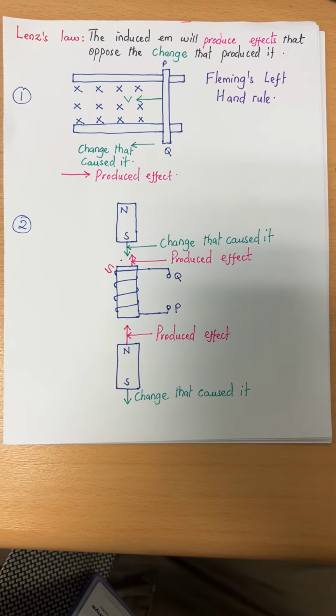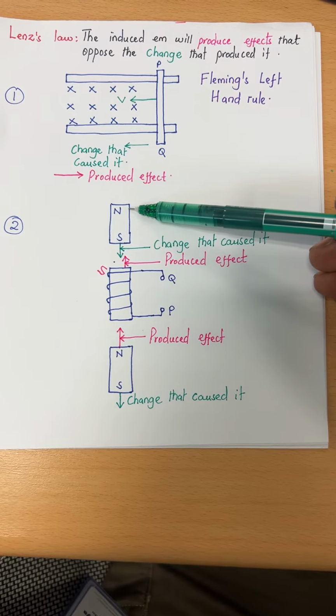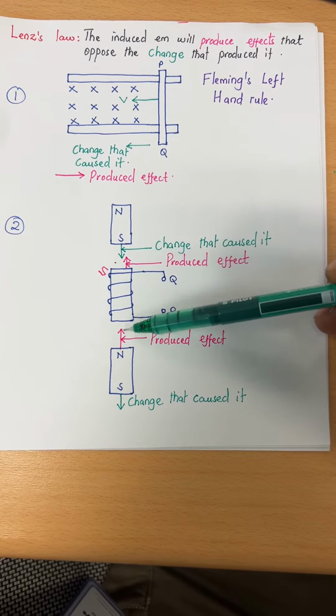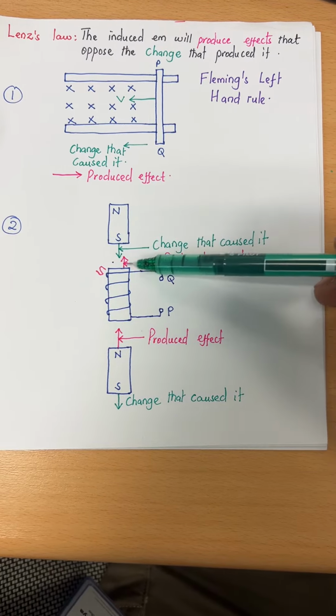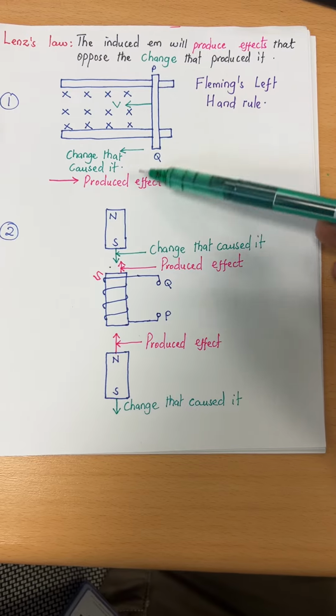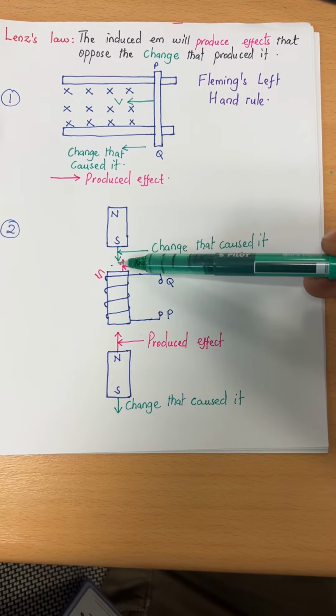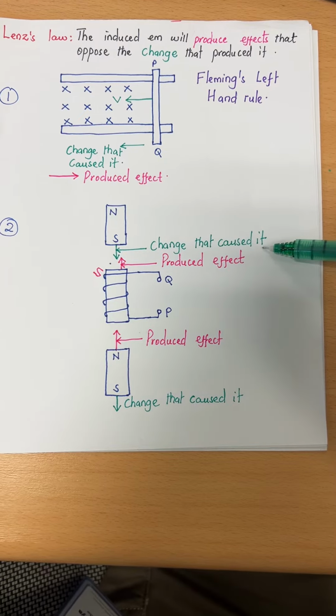Now let's look at a second example. In this example here, there is a magnet moving from the top into a coil and exiting the coil. So let's look at the situation when the magnet is up here. The change producing the EMF is the downward movement of the magnet. So the green arrow represents the change that causes the induced EMF.